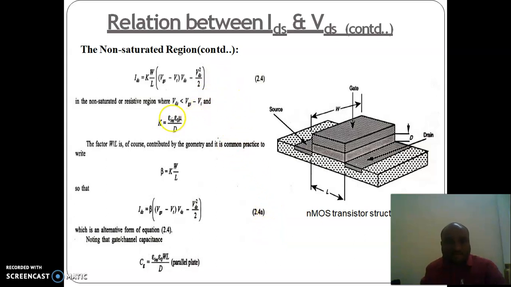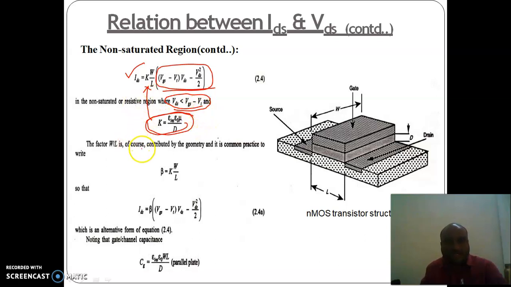Continuing by substituting epsilon INS epsilon naught mu by D with a constant K, where all these parameters are constants, we can rewrite the current equation. This is another form of writing the current equation. So IDS is equal to K into W by L, whereas the remaining portion will be as it is: VGS minus VT into VDS minus VDS square by 2. That is in the non-saturation region, for the condition VDS less than VGS minus VT.